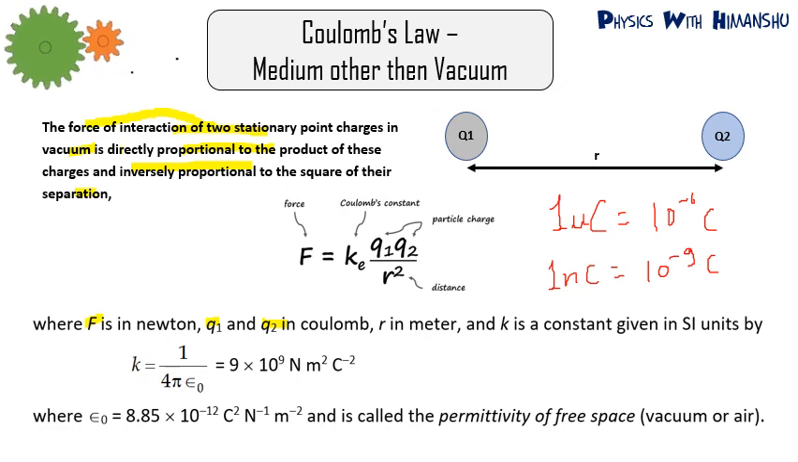You have to use the unit of coulomb. Okay, you can't use micro and nano while calculating the force. You have to convert the micro into 10 raised to power minus 6 and nano into 10 raised to power minus 9. R should be in meter, and K is a constant whose value is given by 1 upon 4 pi epsilon naught, or we can directly put the value, that is 9 into 10 raised to power 9. And always remember the SI unit.